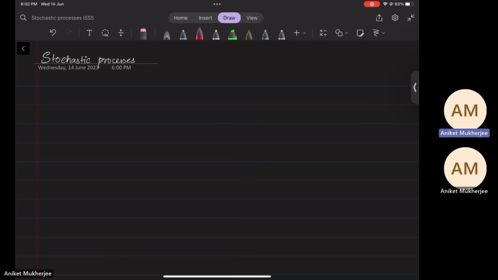Today we'll see what a stochastic process is. A stochastic process X is a collection of random variables which are indexed by an index set T. So this is a collection of random variables.